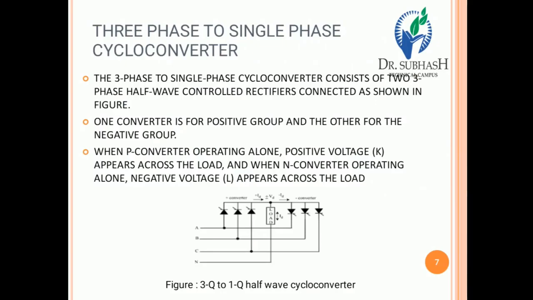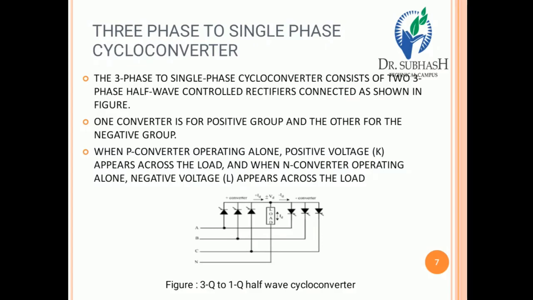So one converter is used for the positive group and the other for the negative group. When the P converter is operating alone, the positive voltage appears across the load, and while the N converter is operating alone, the negative voltage appears across the load.